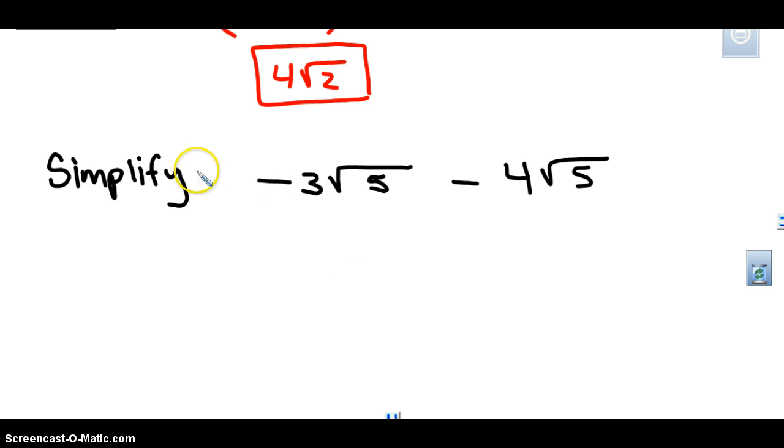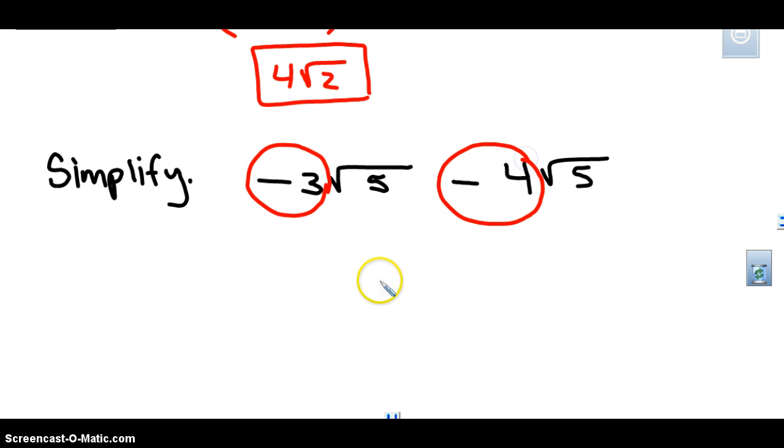If we need to simplify negative 3 times the square root of 5 minus 4 times the square root of 5, do we have like radicals? Yes. So that means we have to look at negative 3, negative 4. What would this equal? Negative 7 square root of 5.